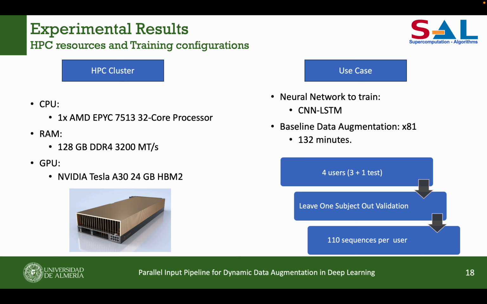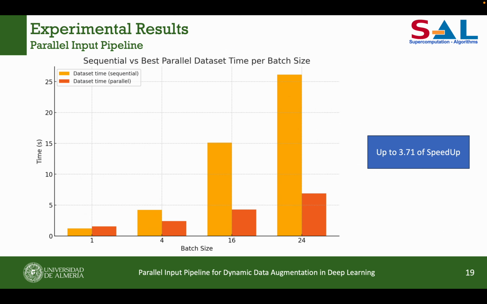And in this case, the dataset lasts 132 minutes to be generated. In this case, a total of 4 users are incorporated, following the leave one subject out validation, and having 110 sequences per user.